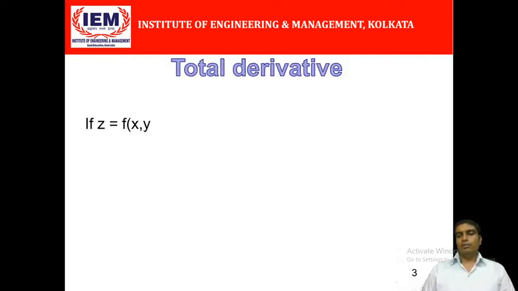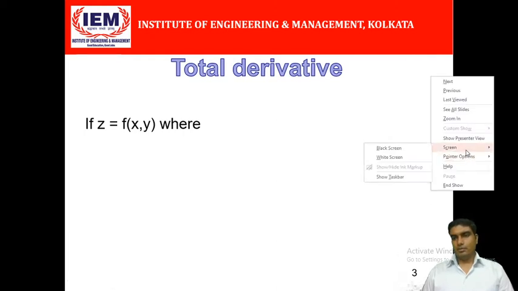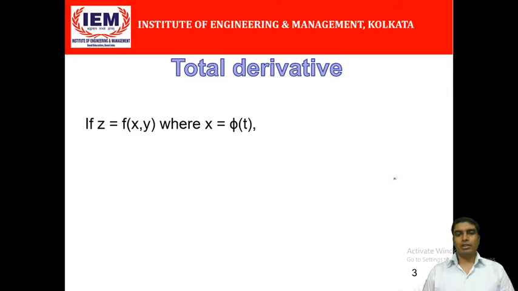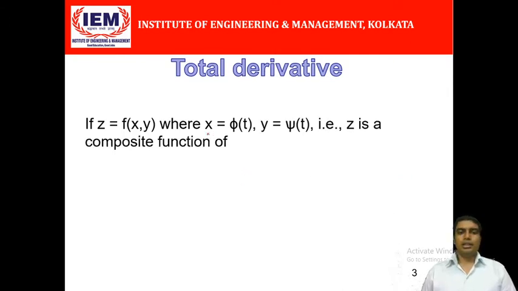Suppose we have one function, let's say z. Okay. So z is one function consisting of two independent variables x and y, and x is another function of phi t and y is another function of psi t. Okay. Now then z is basically a composite function of t, right?